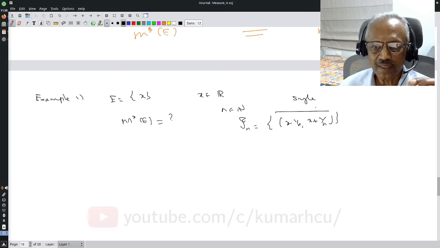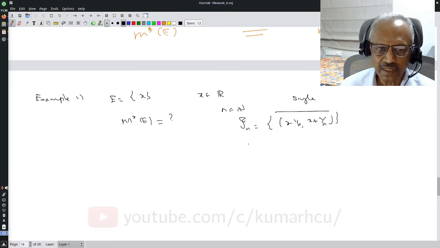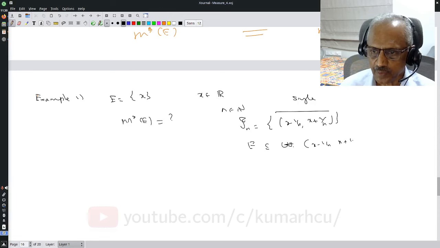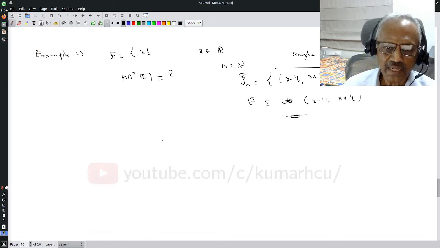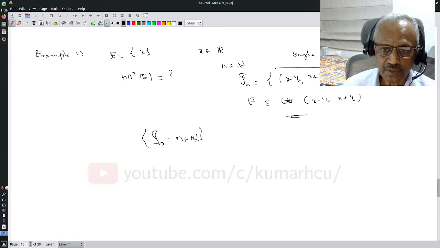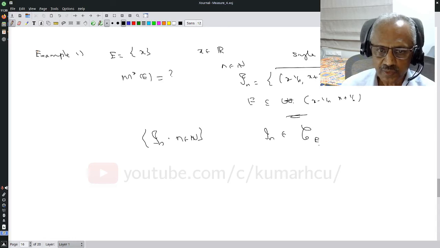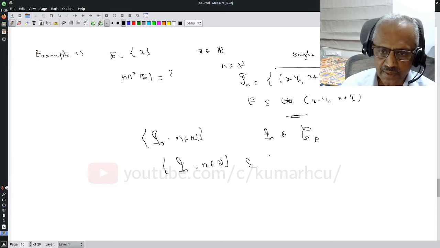This is a countable cover, and this cover consists of only one element, and you see that E is a subset of this union. There is only one element here, therefore it contains (x - 1/n, x + 1/n). Are you following? Now comes the next one. Let us look at this collection I_n as n varies over natural numbers. Remember, each I_n is a countable cover. How many elements are there in that countable cover? Only one element. Therefore each I_n is an element of C(E).